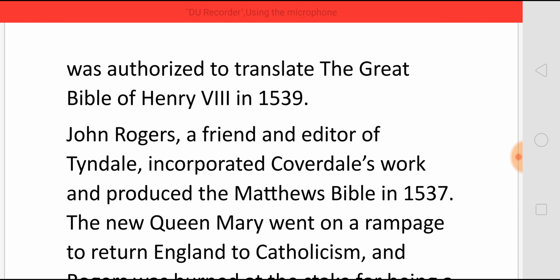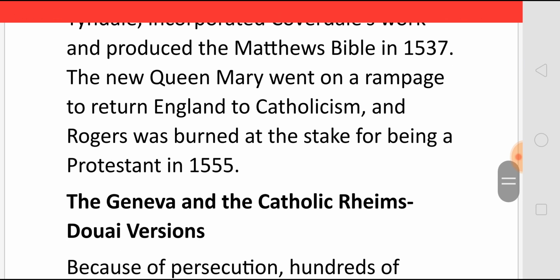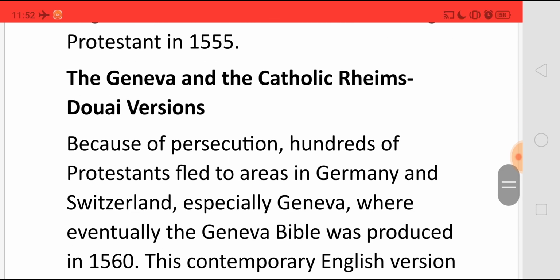John Rogers, a friend and editor of Tyndale, incorporated Coverdale's work and produced the Matthew's Bible in 1537. Then the new Queen Mary went on a rampage to return England to Catholicism, and Rogers was burnt at the stake for being a Protestant in 1555. Then we have the Geneva and the Catholic Reims Douay versions.